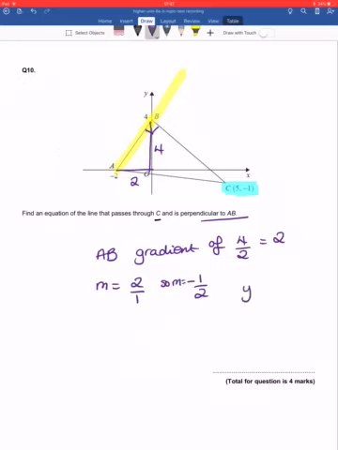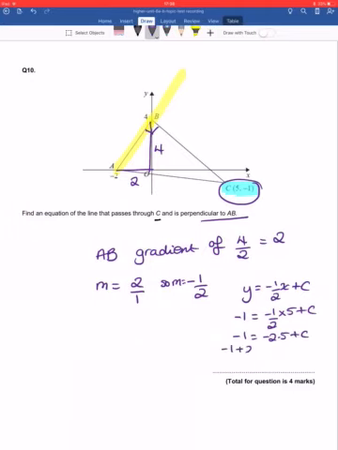So I've got y equals minus a half x plus c. It's got to go through 5, minus 1. Okay, so that means when y is minus 1, x is 5. So I get minus 1 equals minus 2.5 plus c. Take it to the other side, plus 2.5, and I get c is equal to 1.5. Putting it all together, I've got y equals minus a half x plus 1.5.